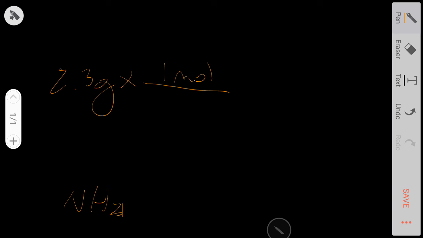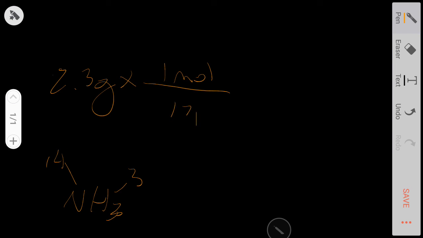Number 9, only 3 left. How many molecules are there in 2.3 grams of NH3, ammonia? All right, 2.3 grams times 1 mole. Now I have NH3. H is going to give me 3. N is going to give me 14.